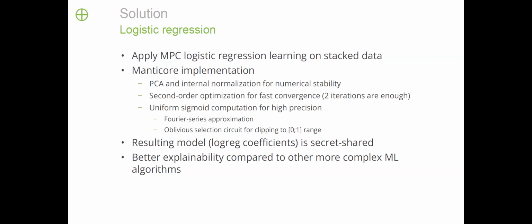We have implemented it with the Manticore framework. We use PCA and internal normalization in order to obtain numerical stability. All these steps, we have fine-tuned the logistic regression. We do them because the data set is highly imbalanced and it is hard to optimize. We use second-order optimization for fast convergence. Only 2 iterations are enough.